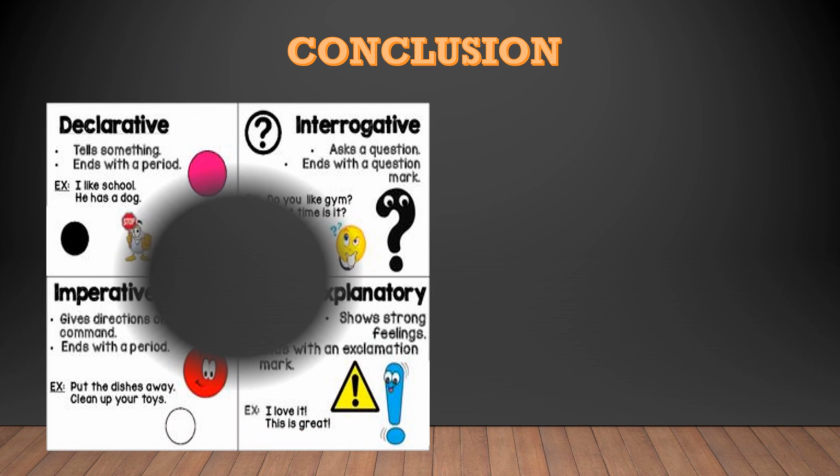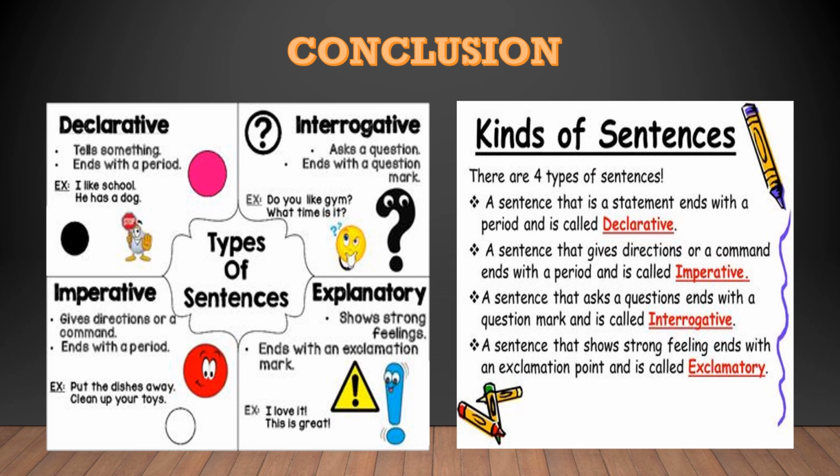Now, in the last, I come to the conclusion. It is a gist of all the types. Declarative tells something, it ends with a period. Period is a full stop. Interrogative asks a question, it ends with a question mark. Imperative gives directions or commands, it ends with a period or an exclamation mark. And the exclamatory gives a strong feeling, it ends with an exclamation mark.